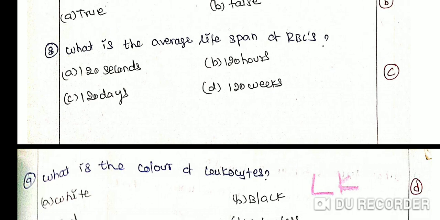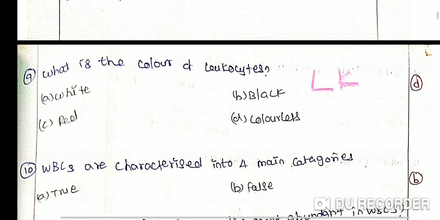What is the average lifespan of RBCs? Option A 120 seconds, option B 120 hours, option C 120 days, option D 120 weeks. The correct answer is option C 120 days. RBCs have an average lifespan of about 120 days, after which they are destroyed in the spleen, which is also known as the graveyard of RBCs. These molecules play a significant role in transport of gases.